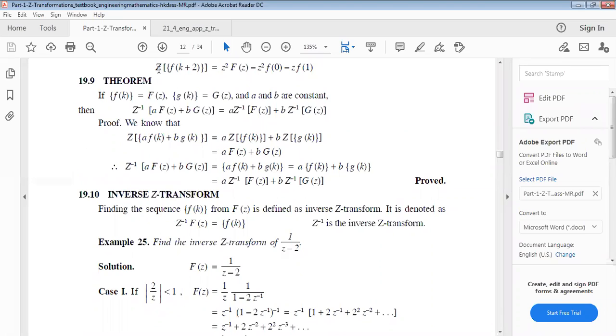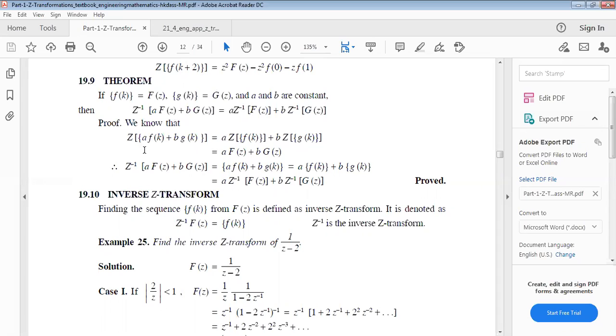Now another theorem. If F(z) is the z transformation of f(k), and G(z) is the z transformation of g(k), where a and b are constants, then the inverse z transformation of this will be a times the inverse z transformation of F(z) plus b times the inverse z transformation of G(z). Taking the individual inverse, the sum of the individual inverse z transformations will be equal.